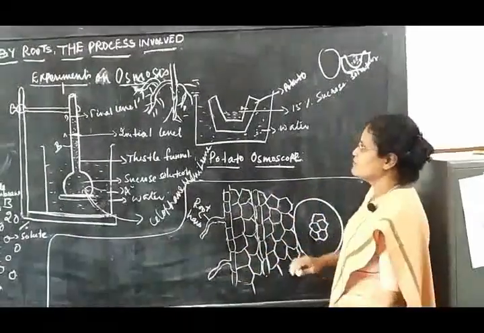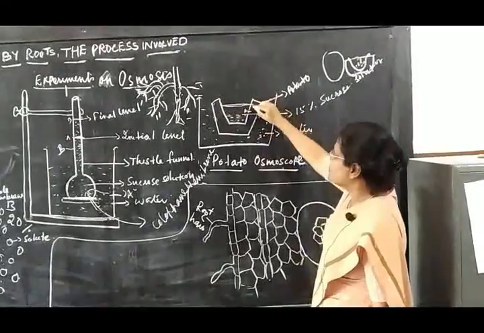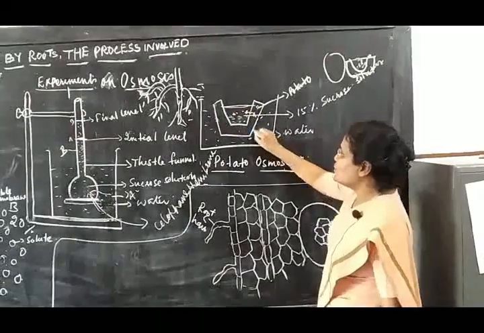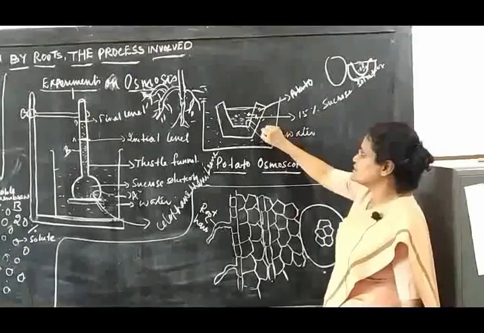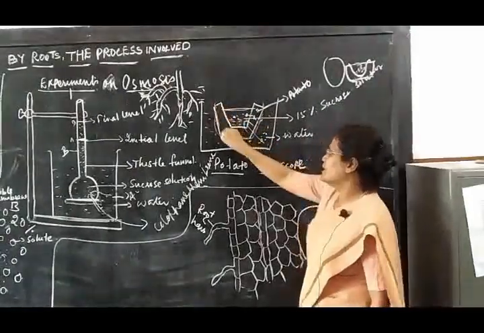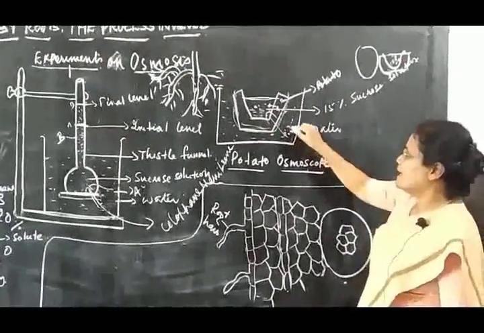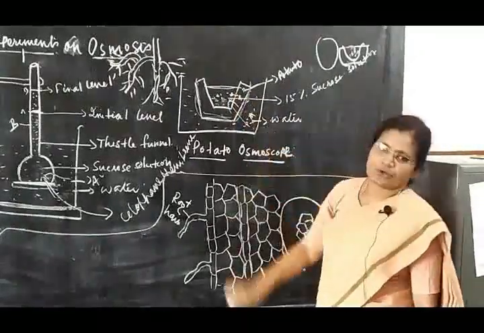At the end of the 2 hours, you will see the level of solution will rise from A to B, because of endosmosis, the movement of water molecules from the region of high concentration to the region of lower concentration, because it has a cell membrane which is semi-permeable in nature, and water has gone from A to B. So, this is called your osmosis.